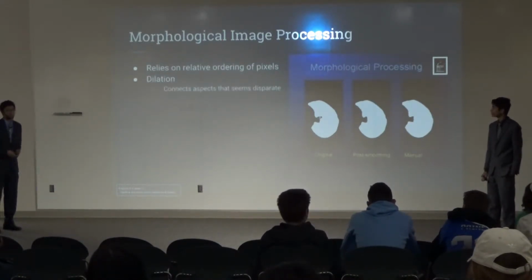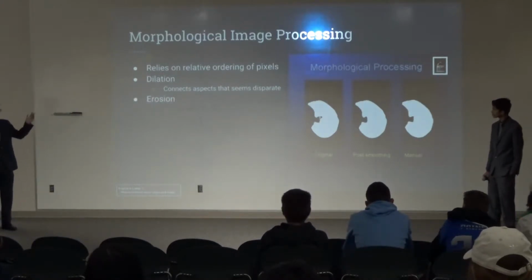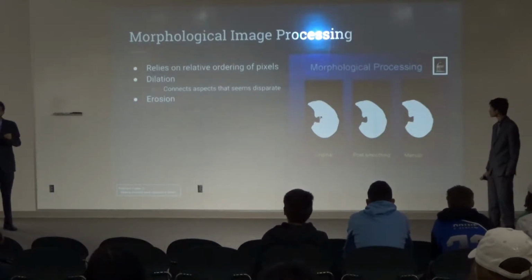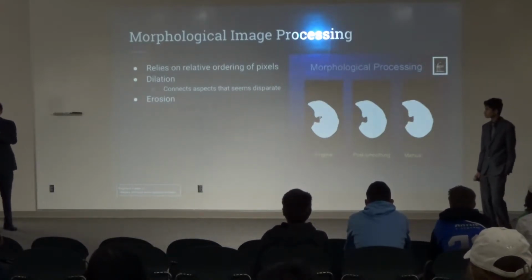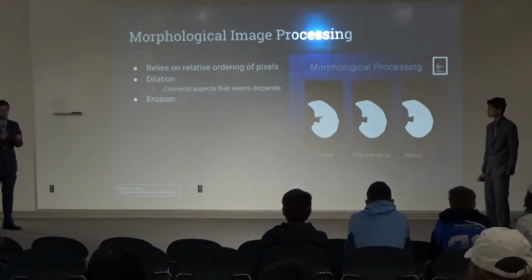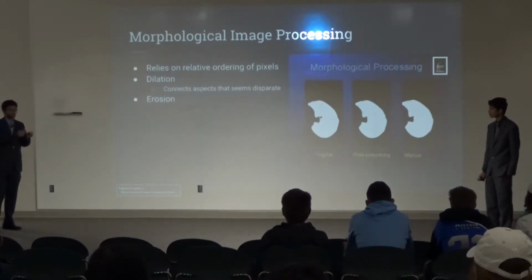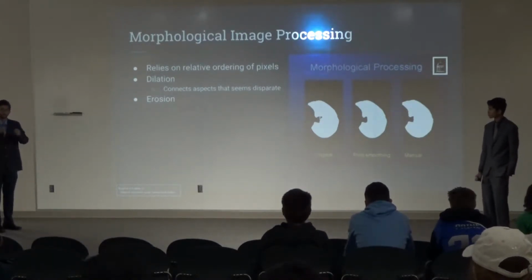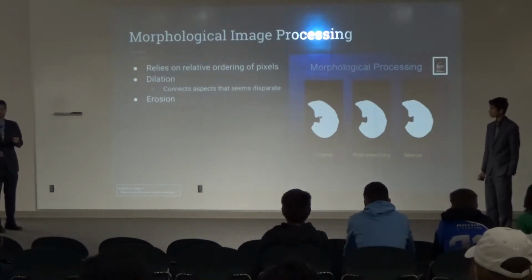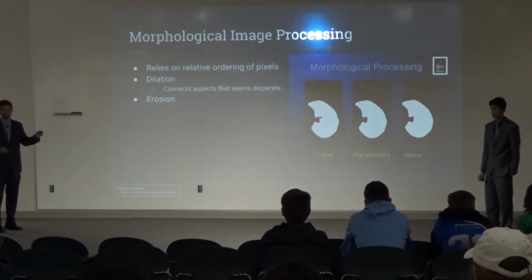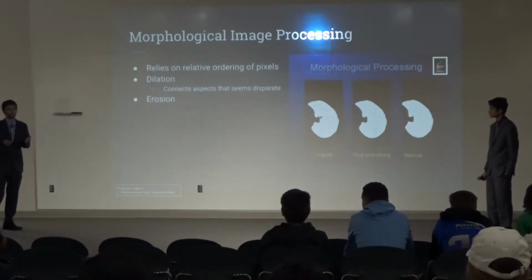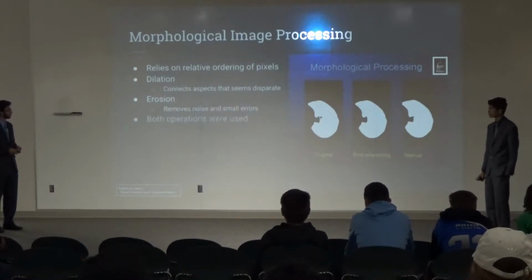There are two main operations used in morphological image processing. The first is image dilation. Essentially, it enlarges white pixels that are close to black pixels, to make sure the holes in an image are filled up. Erosion is kind of the opposite. It takes away background noise from your image, so just in case the camera was picking up something that wasn't supposed to be part of the tennis ball, it gets rid of all of that background noise to make a cleaner image.